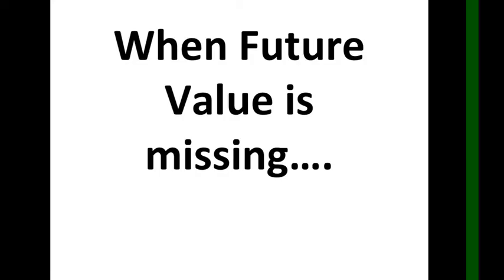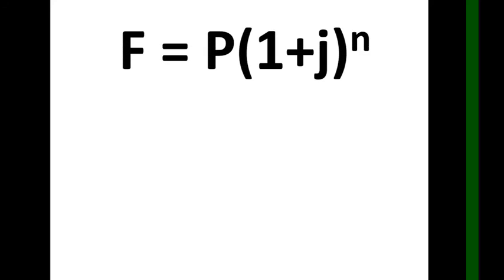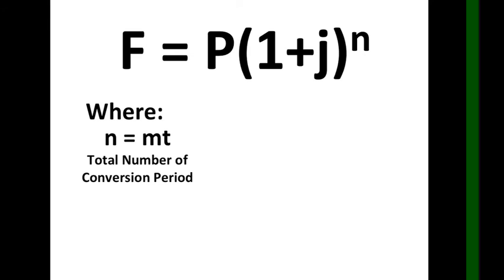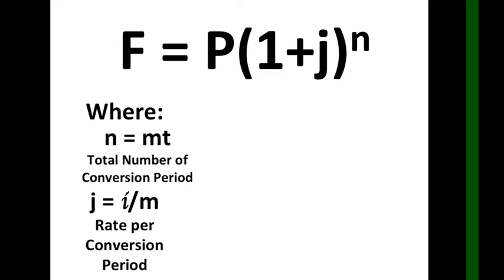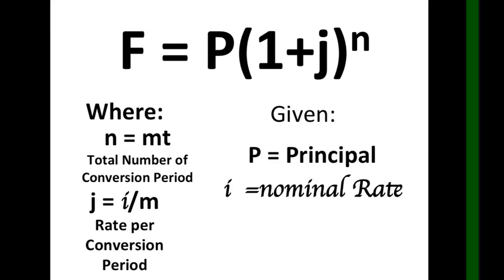In solving amortization methods, we have the following conditions. The first is when future value is missing. When the future value is missing, we need the formula F equals P quantity 1 plus J raised to N, where J and N are the following. N is equal to MT, total number of conversion periods. J is equal to I over M, rate per conversion period, wherein we will have the following given: P as the principal, I as the nominal rate or the rate.